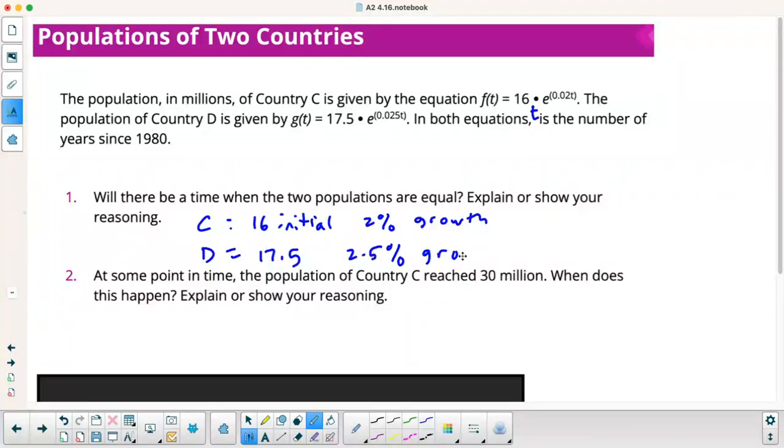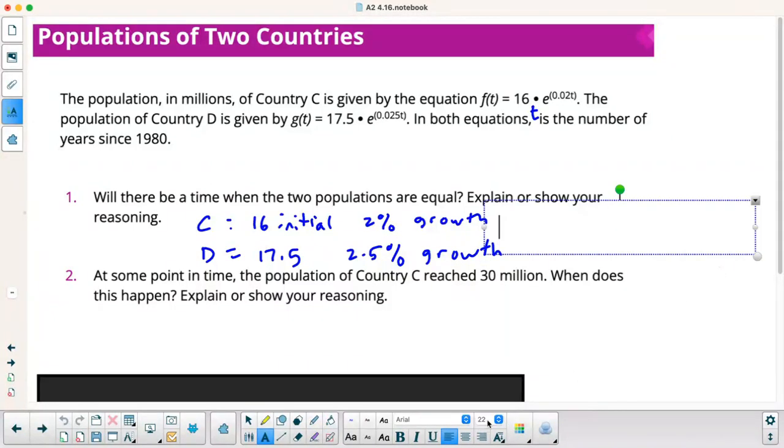So I don't think they'll ever equal, because if you look at the two of them, C starts out less. The only way C would catch up to D would be if it's growing faster.